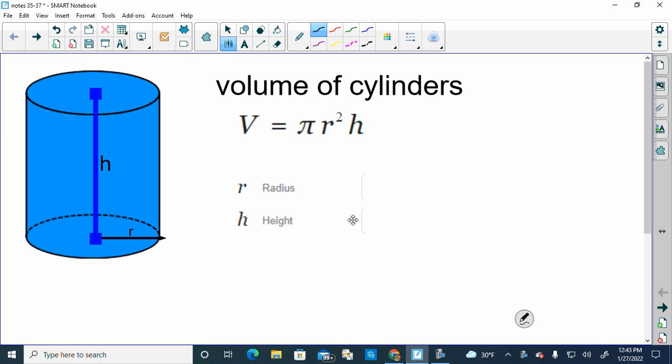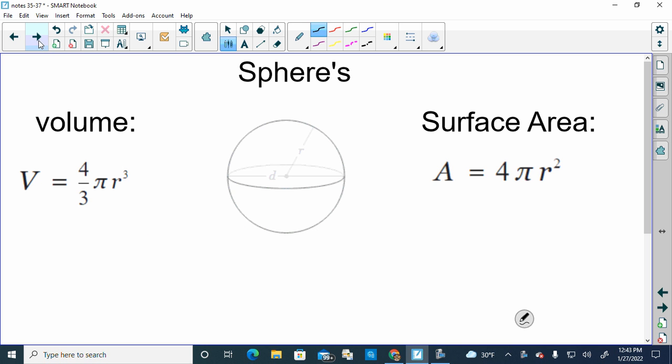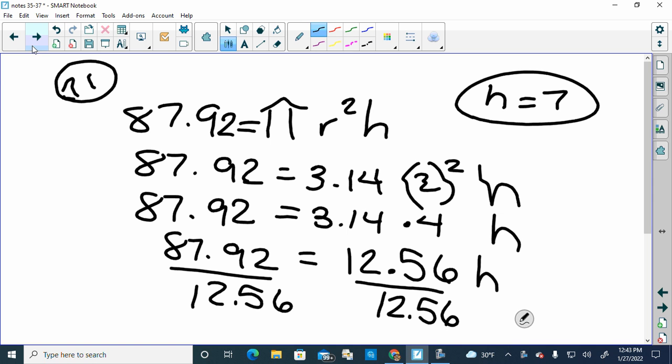Okay, so this was the formula that we used for number 71. So we had pi r squared h. And on the question, number 71, the volume of a cylinder can is 87.92 inches cubed. If the diameter is 4 inches, find the height. So you're solving for h. Okay, and then they wanted us to use the 3.14. So this is the answer. So this is really the volume.